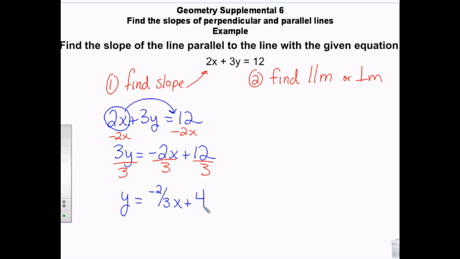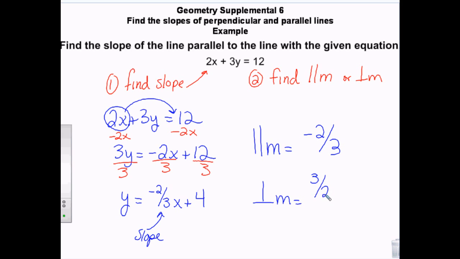Okay, 4 is our y-intercept. -2/3 is our slope. So here's our slope right here. And we are trying to find parallel slope. So parallel slope is going to also be -2/3. If we were finding perpendicular, it would be +3/2, because for perpendicular, you flip it and change the sign.